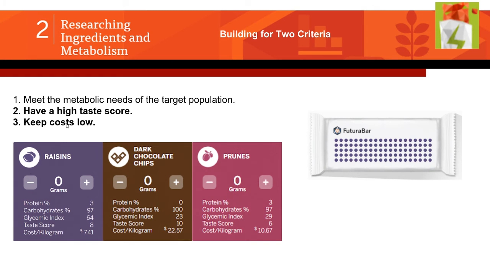If I wanted to change my criteria so that I built for having a high taste score and keeping the cost low, it'd be very easy to choose raisins, because raisins is one of the tastiest items I can choose with a score of 8, and it costs the least of all the tasty items in the menu. So I made a health bar that was nothing but raisins to show how this works.